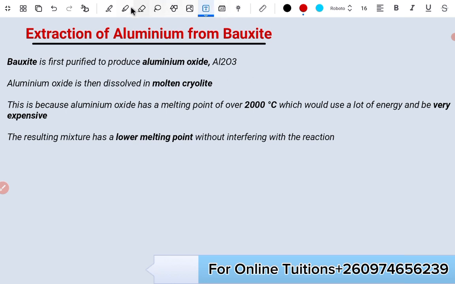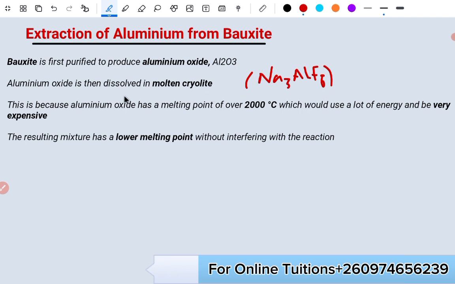Okay, if I'm not mistaken, this cryolite is actually sodium aluminium... I hope I get this right. I think it's something like this. That's the chemical formula for this cryolite. I'll have to look that up and counter check the chemical name for cryolite.